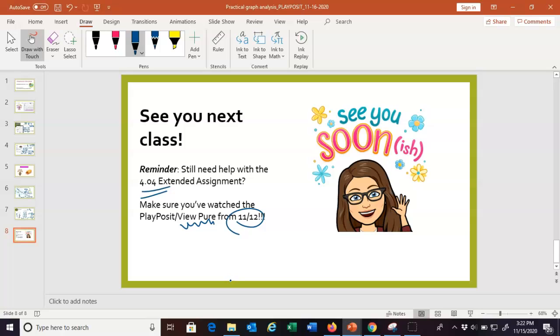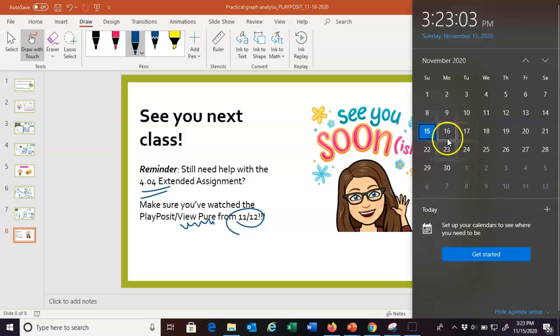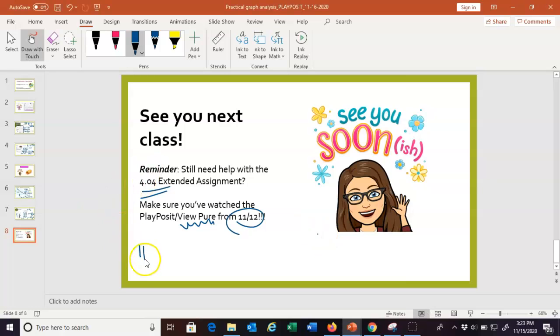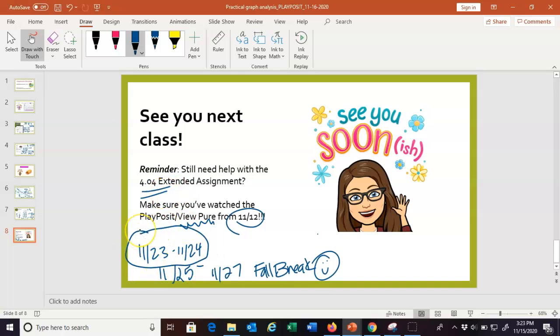I'm going to be grading these over our teacher work days. Our teacher work days are on the 23rd and the 24th of November, and then the 25th through 27th is your fall break. Exciting! So yeah, I will be grading these 4.04 assignments these days. All right, you guys, I'll see you in class. Thanks for watching, everybody. Bye.